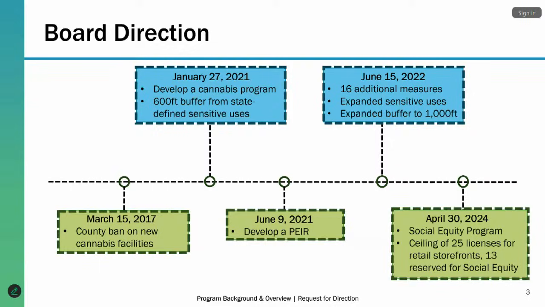On April 30th, 2024, the board provided policy direction on the social equity program. As part of this direction, a ceiling of 25 licenses for retail storefront facilities or dispensaries was established in the unincorporated area, with half of those being designated for social equity applicants. There will not be a licensing ceiling for other cannabis license types. There will be a 3-year head start for social equity businesses to open prior to non-equity businesses.